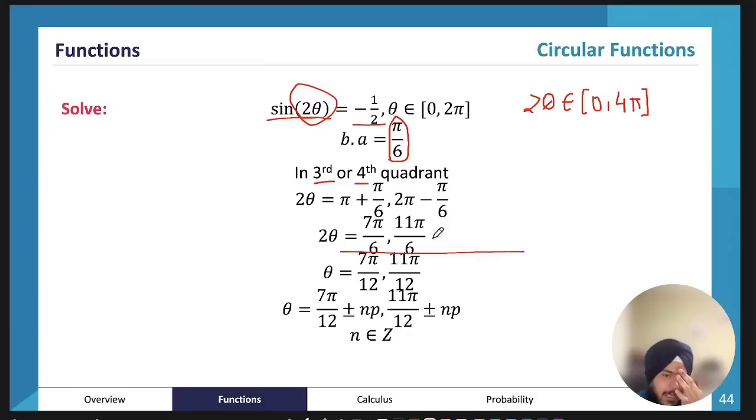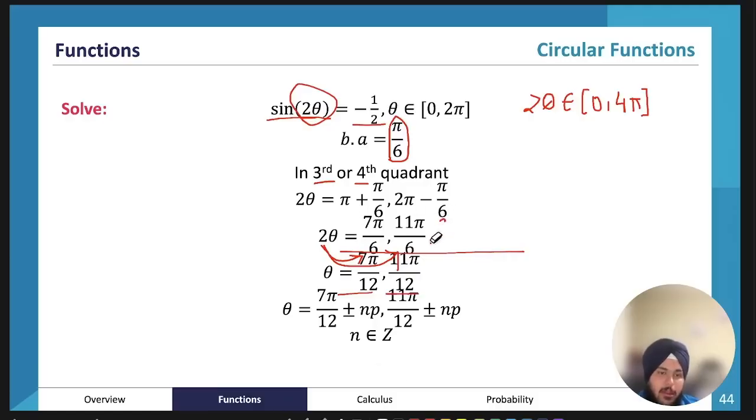So that would be 7 pi on 6 plus 2 pi and 11 pi on 6 plus 2 pi. Once we've determined those, then we need to solve for theta. So all we do is we divide by 2 from all the values. And then we get 7 pi on 12, 11 pi on 12. Here it should be 11 pi on 12 plus 2 pi. That should be 7 pi on 6 plus 2 pi.